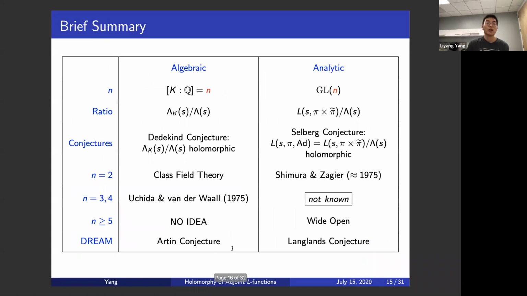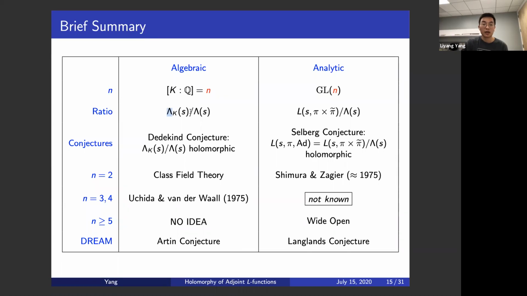Well, that's basically the background and what we know about this problem. Here's a geometric summary. Roughly, we have two sides, an algebraic side and an analytic side. We will look at the arithmetic quantity called n, which refers to the degree of the field extensions on the algebraic side and the rank of the general linear group on the analytic side.